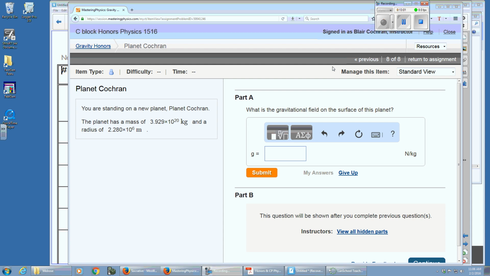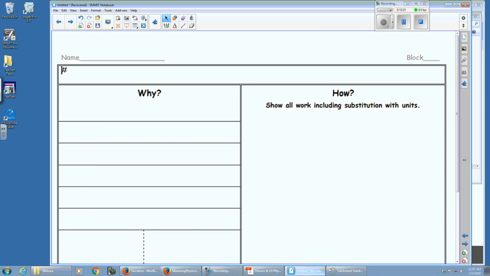All right, so we're standing on a new planet, planet Cochran. Planet has a mass of this and a radius of this. What is the gravitational field on the surface of this planet? Why is there a gravitational field? Huh? Anybody? Why is there a gravitational field on the surface of the planet?